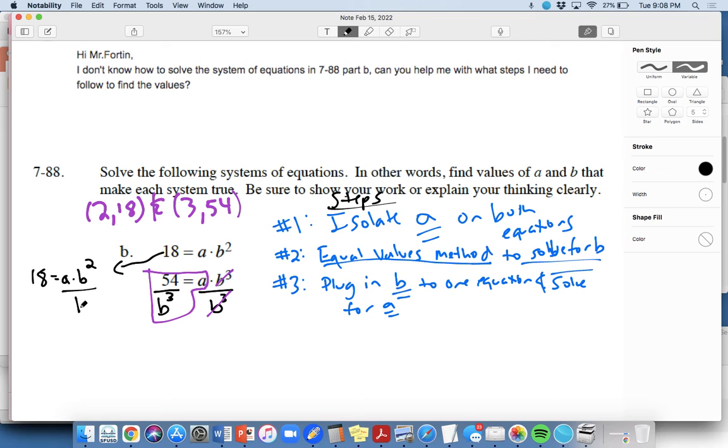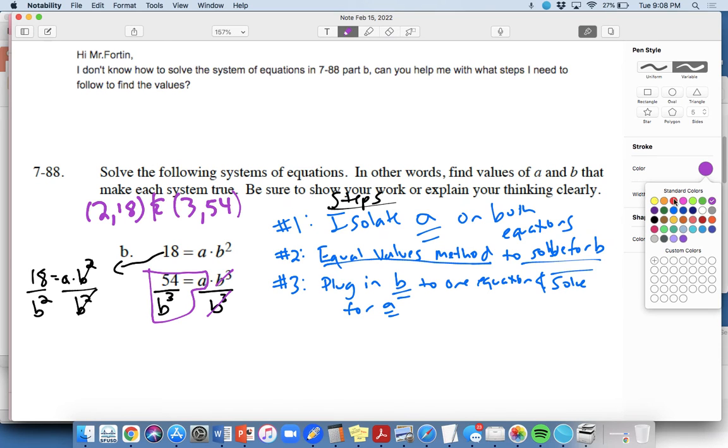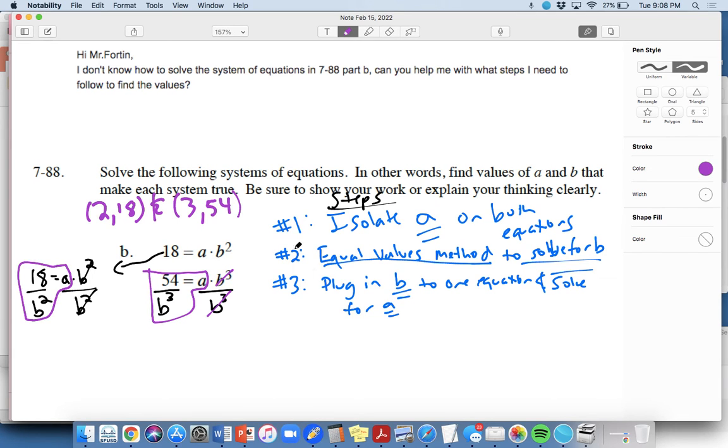What can I do? Well, I can divide both sides by B squared, and then I have another expression. Check it out. B squared divided by B squared cancels, that makes a 1, so I'll be left with 1 times A, or just A here. So I'm left with this: A is equal to 18 over B squared. I know this is an expression that's valid for A.